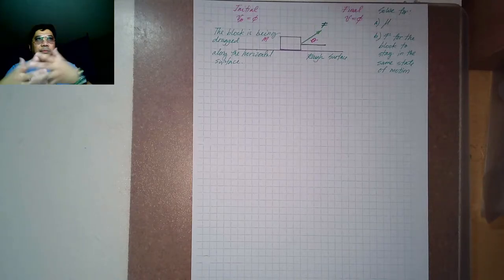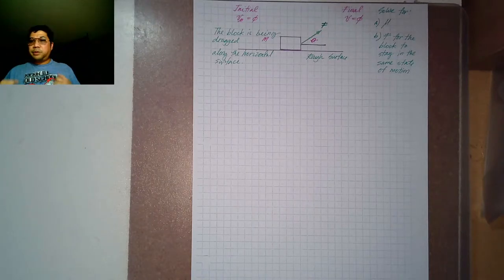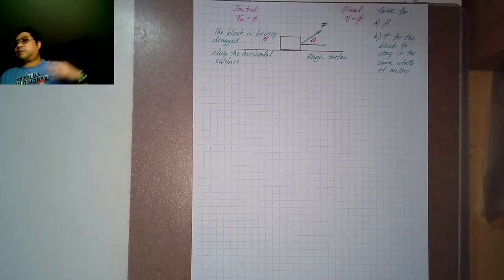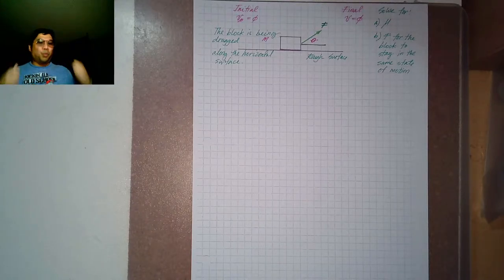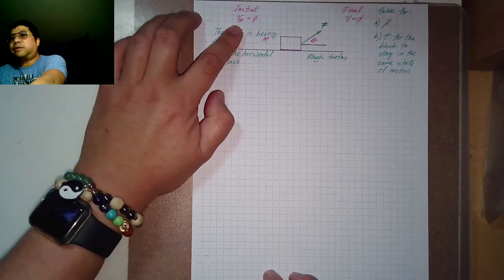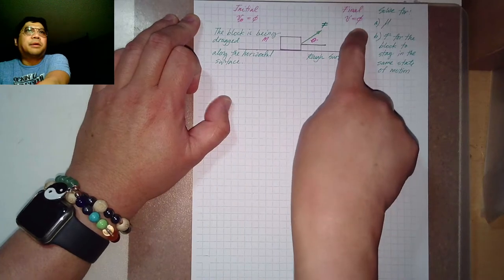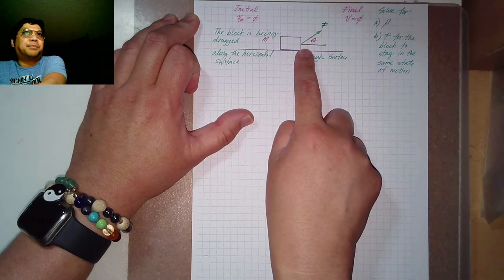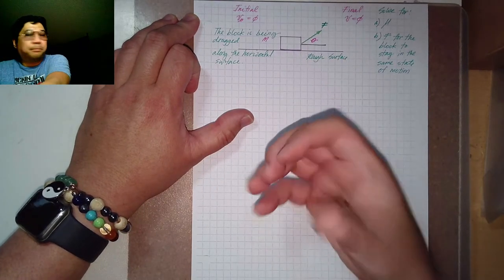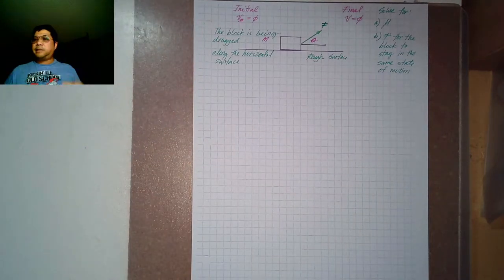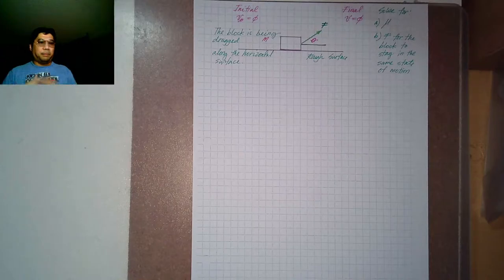Just to refresh your memory, same state of motion means that if it's moving to the right, it will continue to move to the right, and at the same rate. For example, if the initial velocity starts at zero, it's still zero after applying that force. So it means it's still not moving, and the object will not move despite the applied force.